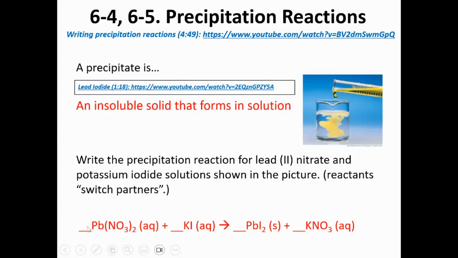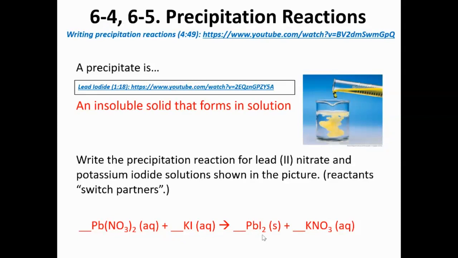The products, we switch partners. The lead goes with the iodide, the potassium goes with the nitrate. So the first product is PbI, but we need 2 I's because the lead has a positive 2 charge. Now, when we look up the solubility of that, it's going to follow the solubility of chlorides. And we know that the group 17 salts are all soluble with the exception of PMS: lead, mercury, and silver. Lead is an insoluble exception. So while most iodides are soluble, lead 2 iodide is insoluble.